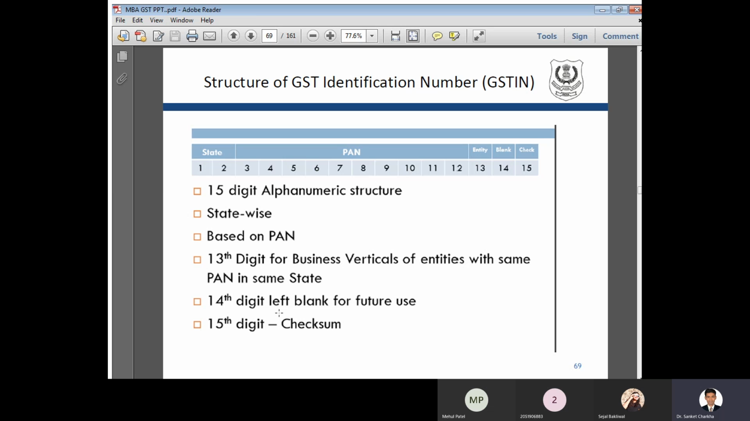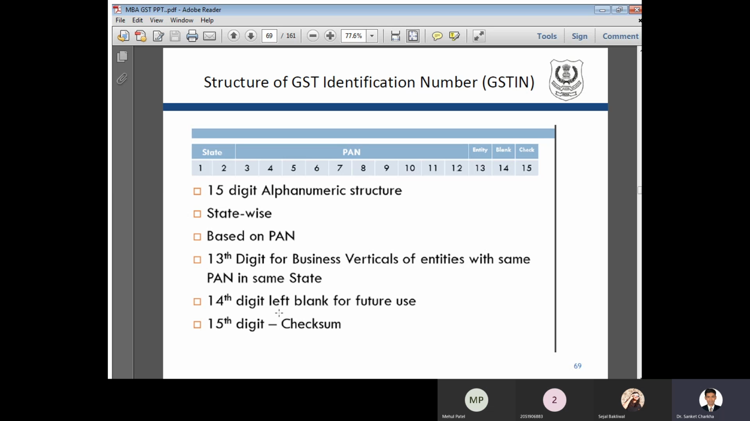Now, how is this particular number decided? Here you can see the state composition is provided as 1, 2. In this way, each and every state in a particular country, that is in India, is provided a certain number. Delhi may be 01, the state of Haryana may be 02, the state of Punjab may be 03, the state of Himachal Pradesh may be 04, and so on. In this way, every state is provided a 2-digit number or a 1-digit number, whatever it may be. So these are the compositions.